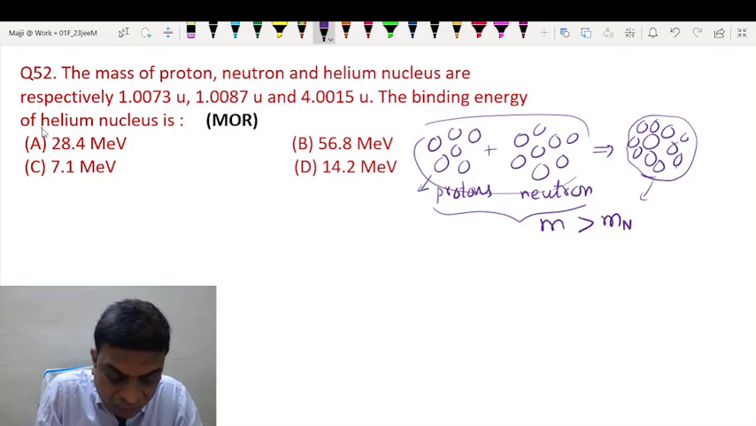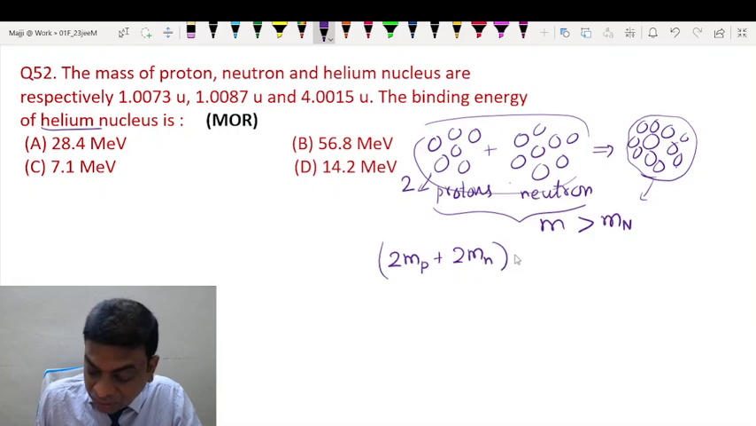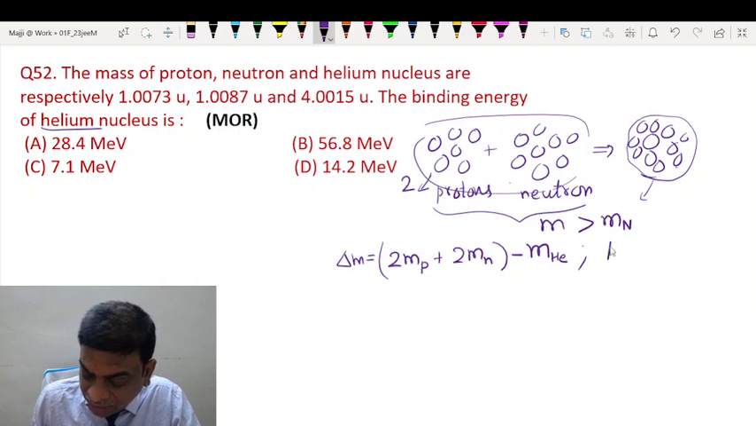So for a helium nucleus we have 2 protons and 2 neutrons. So the mass of 2 protons, let us say 2 mp, and the mass of 2 neutrons, let us take 2 mn. So this is the mass of nucleons. From this mass of nucleons you deduct the mass of the helium nucleus. So this gives you the mass defect. Once you get the mass defect, binding energy will be this mass defect times c square.